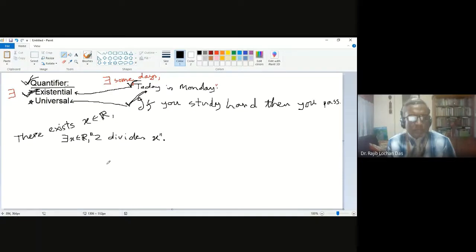Say I'm writing x square is greater than or equal to x. So what do you think? Is it correct?